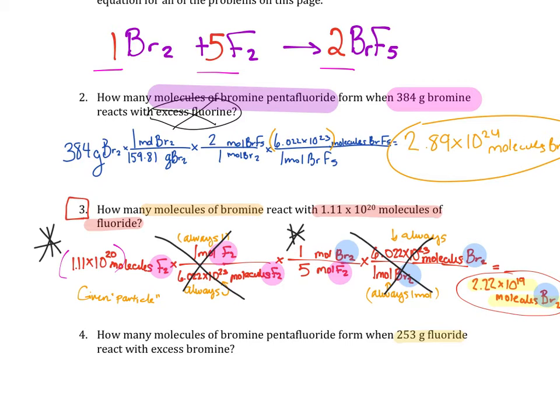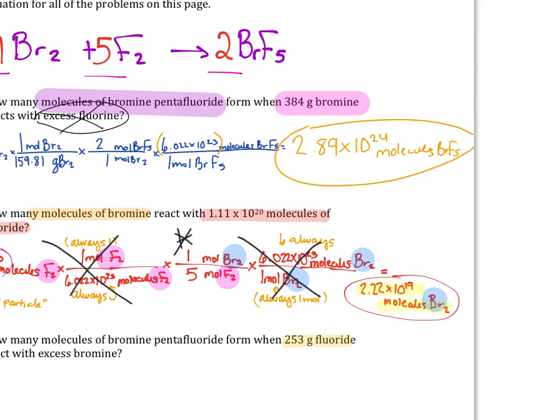So really all you need to do is open a parenthesis and put 1.11 times 10 to the 20th, close your parenthesis, hit divide because the 1's on top, and divide it by 5, and you will get your answer right here. The answer is 2.22 times 10 to the 19th molecules of bromine.